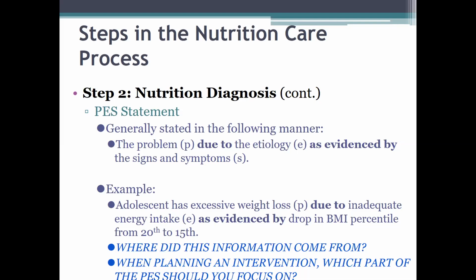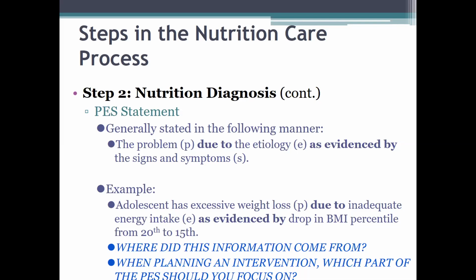So an adolescent has excessive weight loss. That's the main problem. The etiology or cause is due to inadequate energy intake, and our signs and symptoms as evidenced by drop in BMI percentile from the 20th to the 15th. So where did this information come from? This is the second step. It came from the first step, which was the assessment.